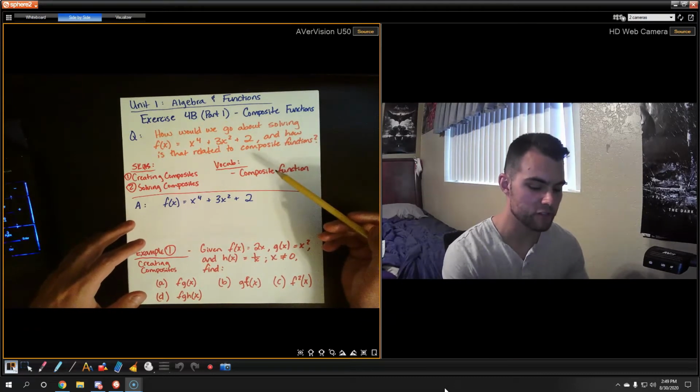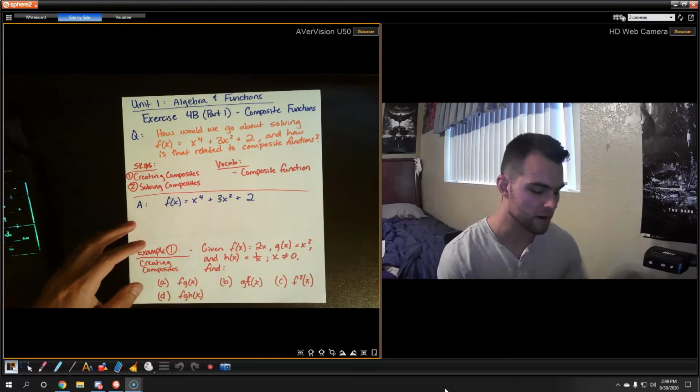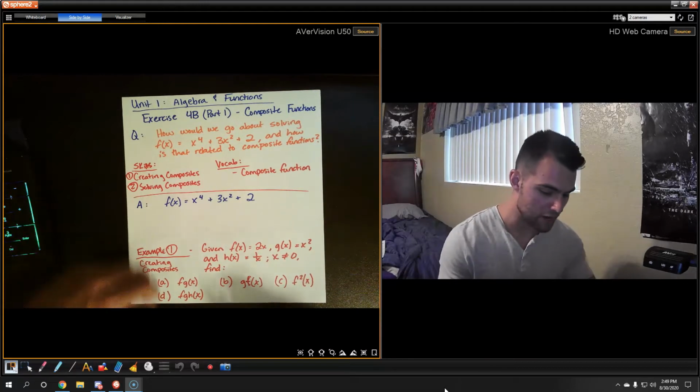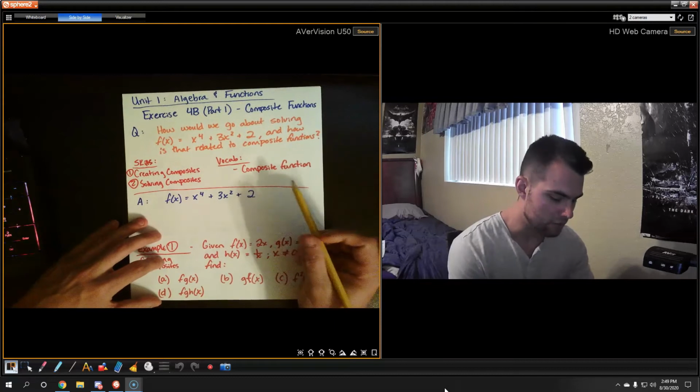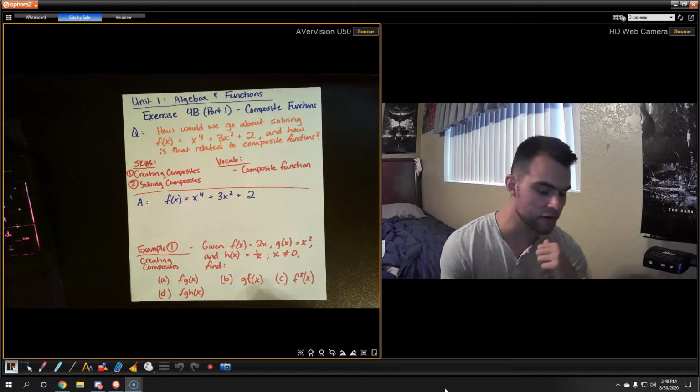Okay, we're going to continue on from last lesson, which was looking at functions. And this time we're going to be looking at something called a composite function. Maybe you guys have worked with this before. Maybe you haven't. So if this is new, buckle in, okay? It's not too bad. So here's our skills that we're going to go over. Creating a composite, but also solving composites and what that looks like.